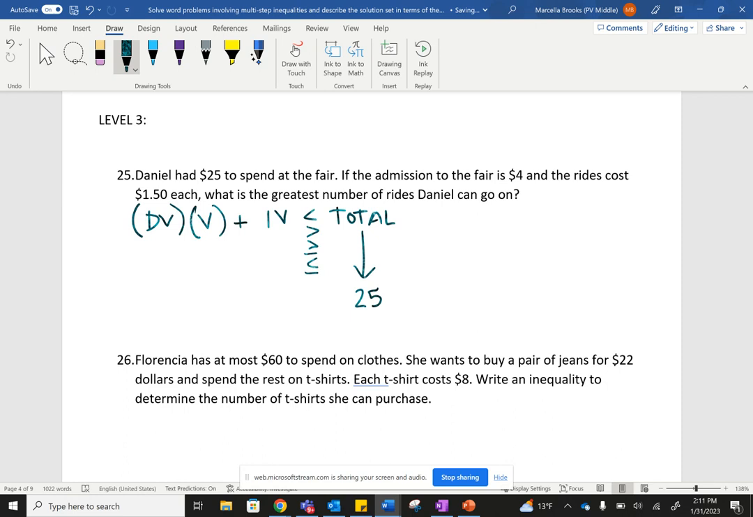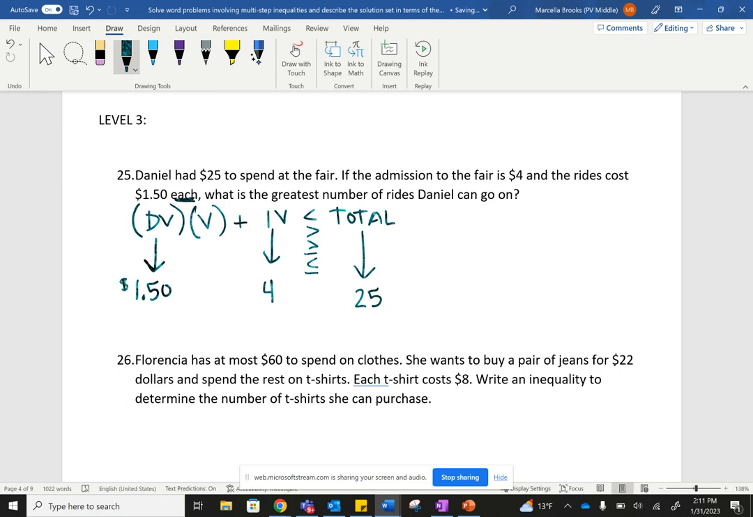If the admission to the fair is $4 and the rides cost $1.50 each, so admission is going to happen one time. Okay, once you go in, that's going to be your admission. So that's our one-time fee or our independent variable, our IV. And remember that keyword each tells us that $1.50 is our dependent variable. So we have $1.50.